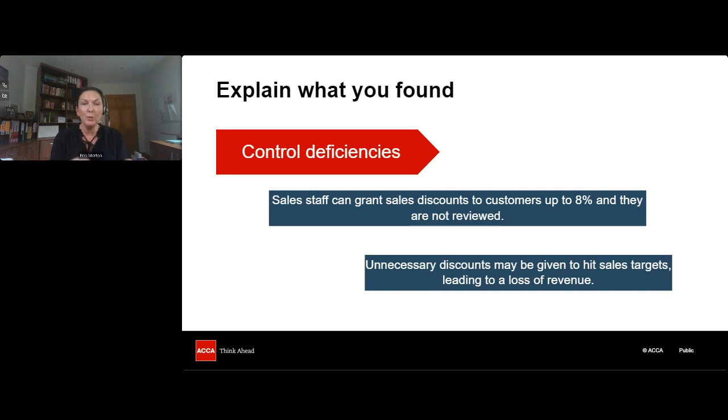So don't get into the habit, even when you're preparing questions now, of just picking things out from the scenario and not explaining them.